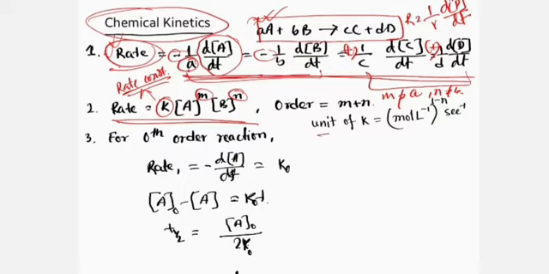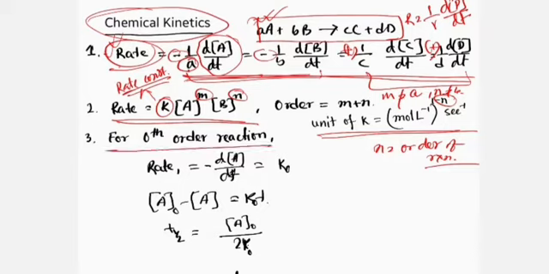Now what is the unit of k? The unit of k is written as (mole liter inverse) to the power 1 minus n, second inverse. This n is nothing but the order of the reaction. So let us find out what the unit will be for a zeroth order reaction.